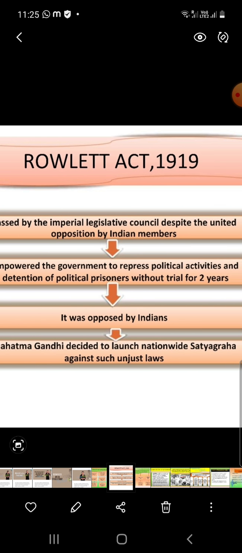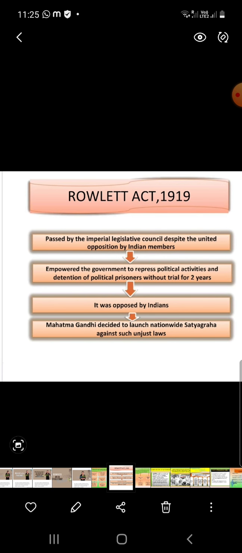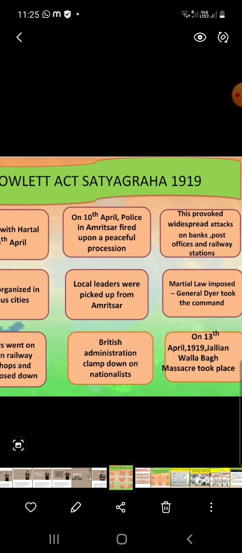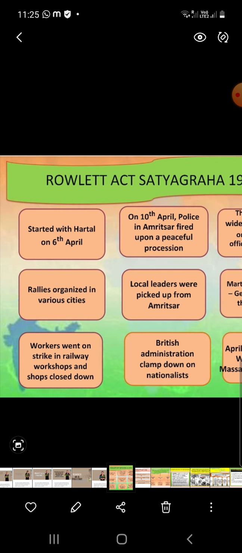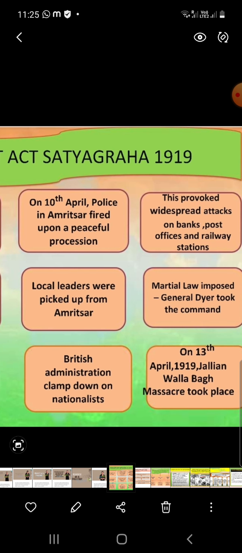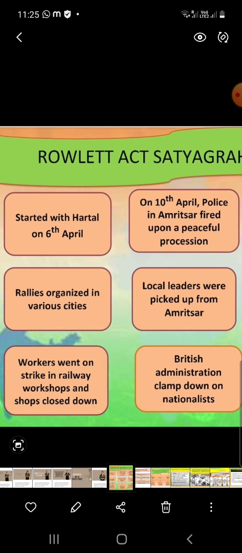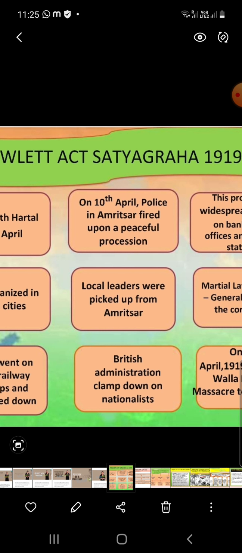Mahatma Gandhi decided to launch a nationwide Satyagraha against such an unjust law. The Rowlatt Act Satyagraha of 1919 started with a hartal on 6th April. On 10th April, police in Amritsar fired upon a peaceful procession. This provoked widespread attacks on banks, post offices and railway stations. Rallies were organized in various cities. Local leaders were picked up from Amritsar.